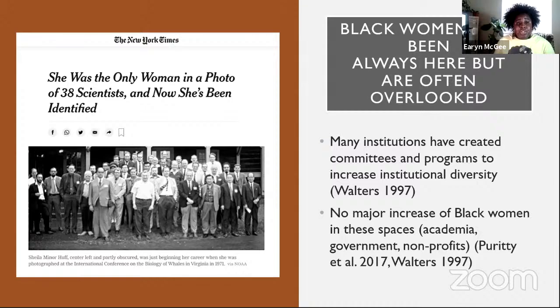And so many institutions over the years have realized they have an issue with diversity and inclusion and including underrepresented groups, including Black women. However, despite all of these efforts, there have been no major increases in Black women in these spaces.